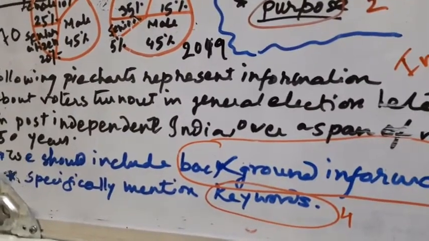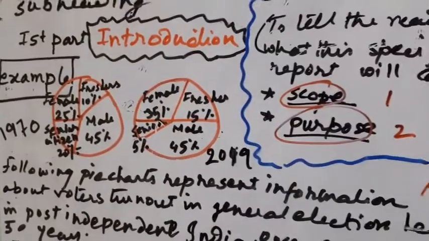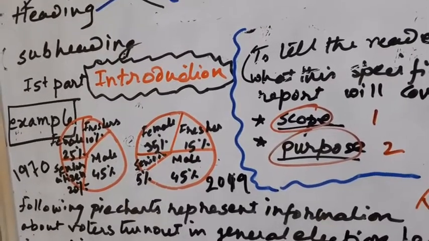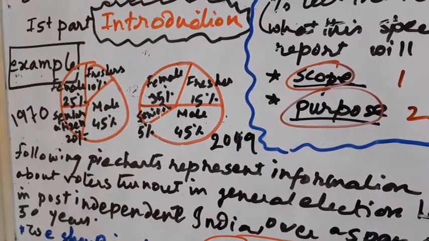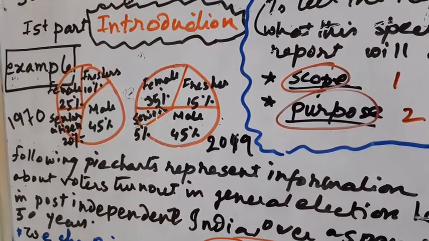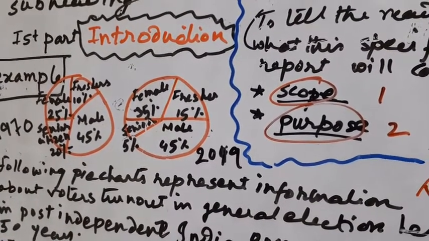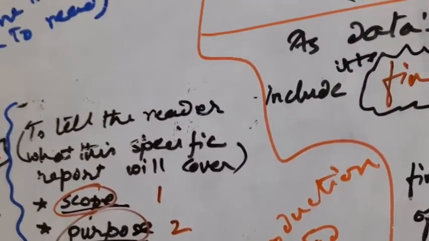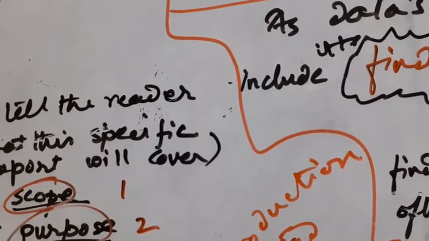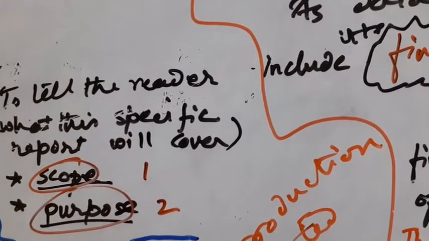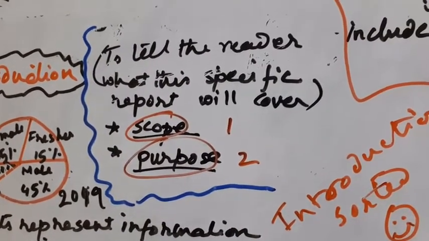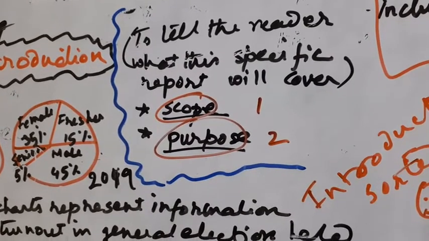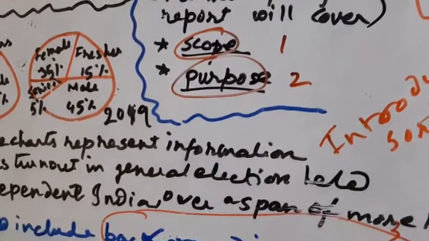So the specifically mentioned keywords here, we can see, students, are that the entire report will be based on the freshers' vote, the female, the senior and the male, and how they are involved in the voting system, right? That means, beginning from scope, under the column of introduction, we will have to cover scope, purpose, then background information, that means your understanding, and then the keywords, right?